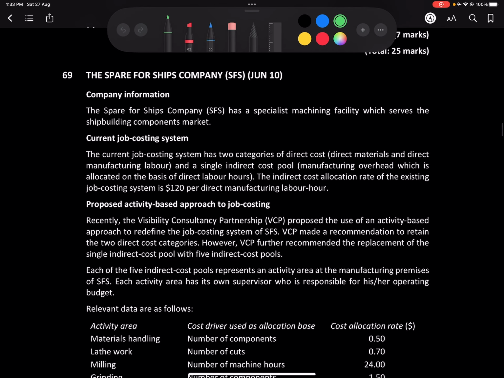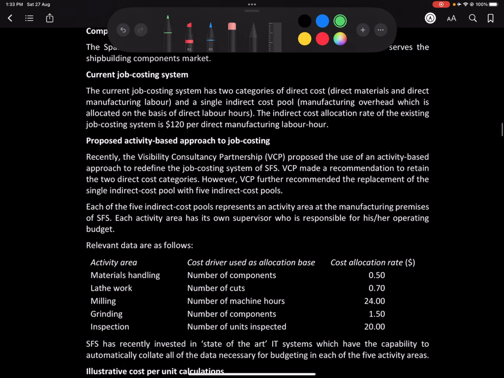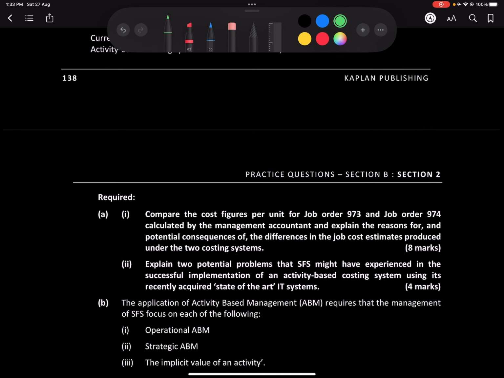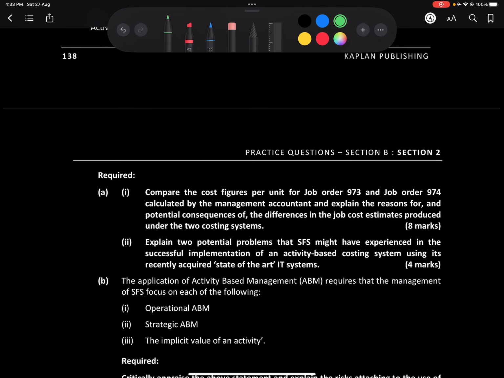Hello. So I'm planning to do this particular question, Spare Faucets Company. It's a different company, a different question than the other ones. Basically, what we are trying to figure out is cost figures for two jobs, job order 973 and job order 974. We need to compare the cost figures calculated by the management accountant, and then we need to explain the reasons. That's our first requirement.